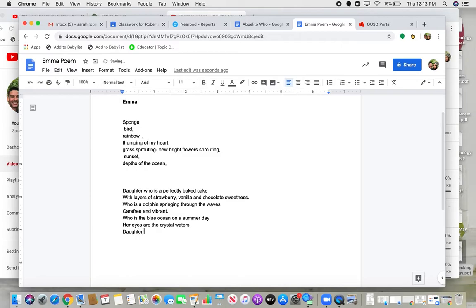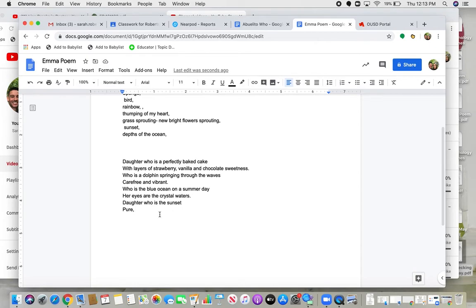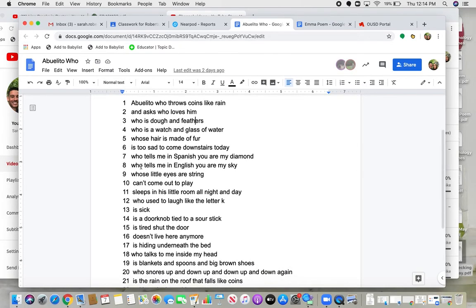Daughter who is the sunset. Pure, so I'm going to describe the sunset a little more under here. What does the sunset look like that represents Emma, my daughter? Pure, calming, and peaceful. There we go. Let's see what comes next.